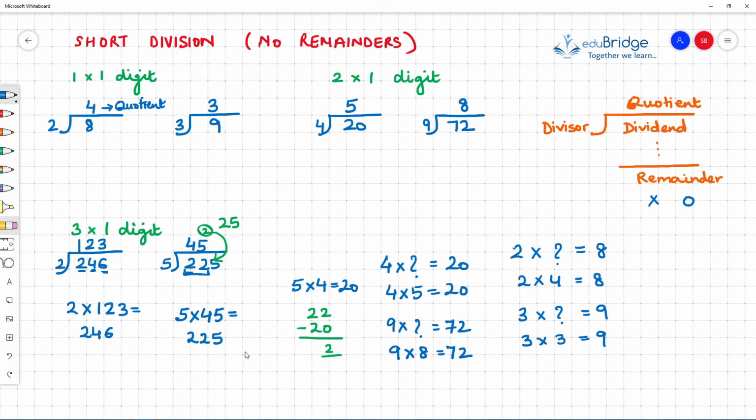Okay. So these are some of the examples of doing division. If you want to practice more, pick any number and try to divide it. So that's all for this video.